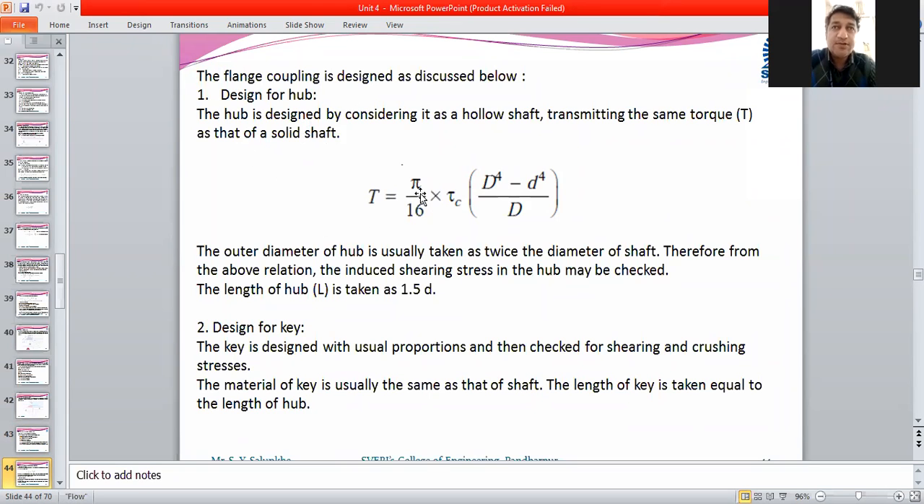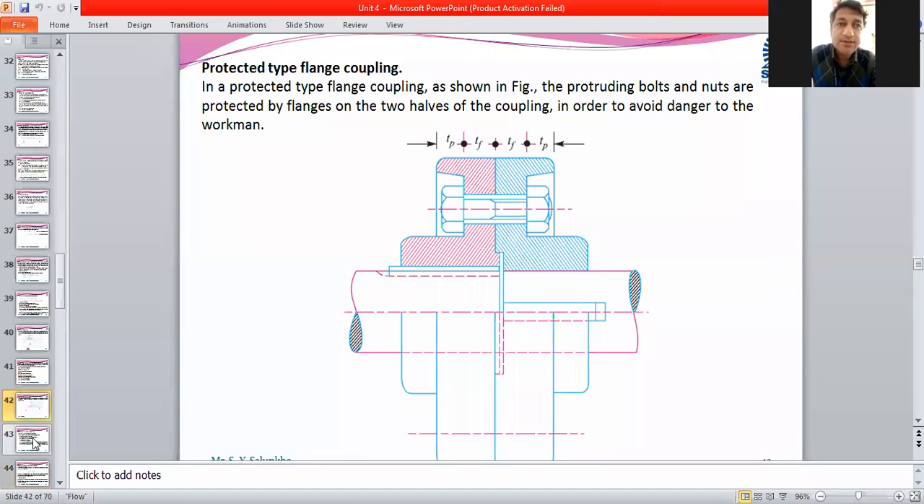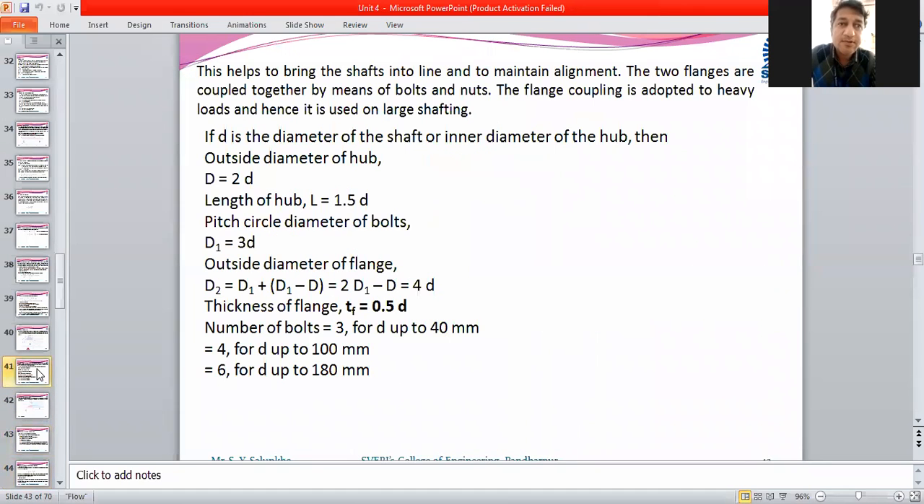In case of design of the hub, it is considered as a hollow shaft, and as we have designed it in case of muff coupling, the same formula we are going to use here, and we are going to check whether the shear stresses for the coupling are within the limit or not. Because basically from the proportionality equations we are going to calculate the dimensions for the hub and all the flange couplings, right?